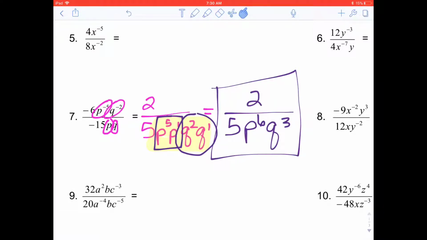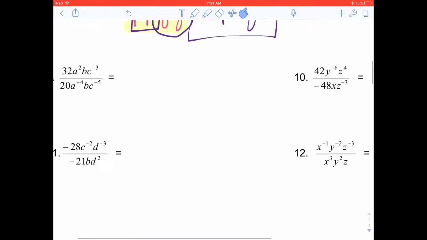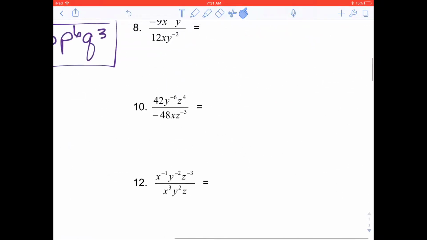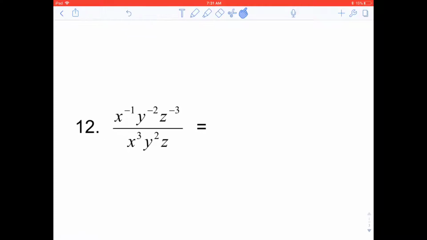All right, let's look at one more. Let's go down to 12. Let's look at 12 here. Notice I don't have any coefficients. If you wanted to say you have a 1 and a 1, you could, but there's no need for that. So let's start doing our change the sign and cross the line.